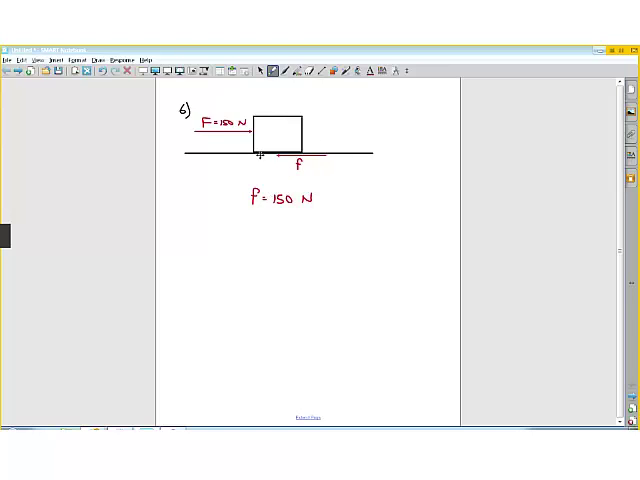And, okay, so we push it, 40 kilograms, so it has a mass. Mass equals 40 kilograms. And we push it a distance of 6 meters, so delta x equals 6.0 meters. Let's define a coordinate system, so this is positive x.